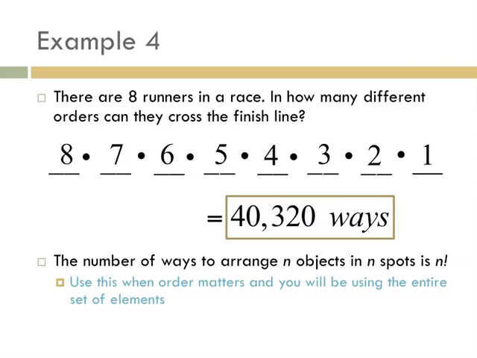So you'll use this when order matters and when you use the entire set of elements. What do I mean by that? I mean, this example could have said, in how many different ways can they come in first, second, and third place? That'd be a different problem because it doesn't matter to us who came in 4th, 5th, 6th, 7th, and 8th. So in that particular case, you wouldn't use 8 factorial. This is only when you're using the entire set of elements. There are 8 runners, there are 8 places to fill, so the number of ways to arrange them is 8 factorial.